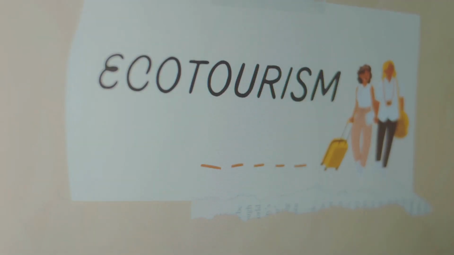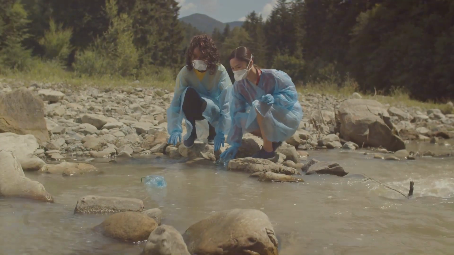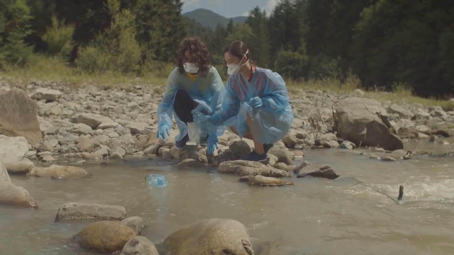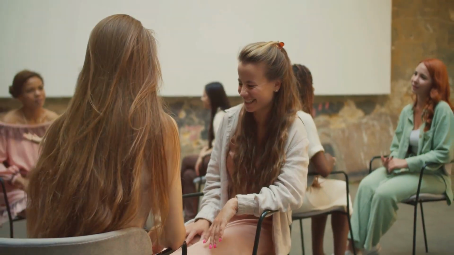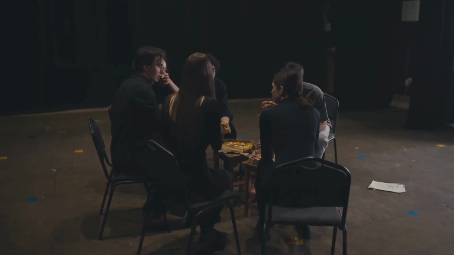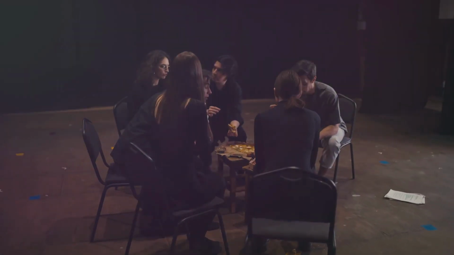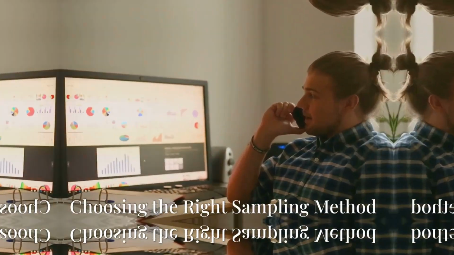Purposive sampling. Here, participants are selected based on specific characteristics or qualities. If we want to study eco-conscious travelers, we might deliberately select guests known for their environmental preferences. Snowball sampling. In snowball sampling, existing participants recruit new participants from their network. This method is useful for reaching hidden or hard-to-access populations.